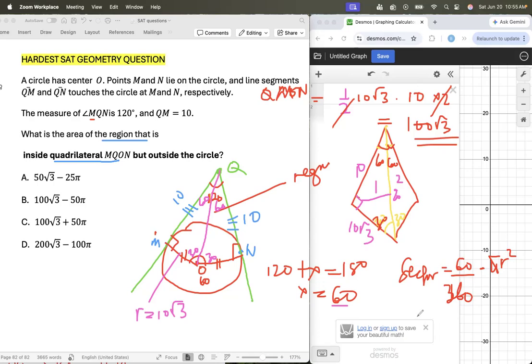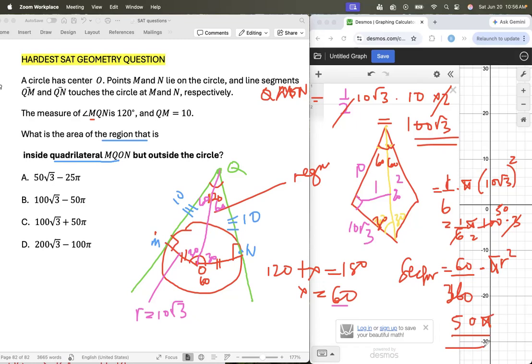Then substitute. So this will become, let me put it here, 60 over 360, which is 1 over 6, times pi times 10 square root of 3 squared. This is the same thing. 1 over 6 pi, this is 100 times 3. This cancels here, this will be 2, and this will be 50. Therefore, the area is actually 50 pi. That's the area of the sector.